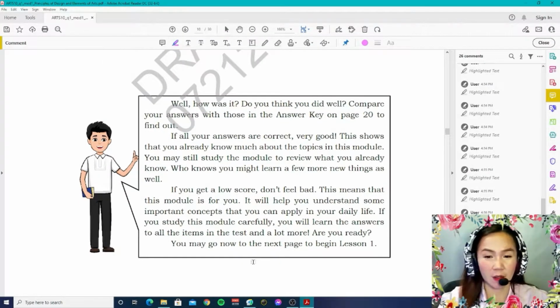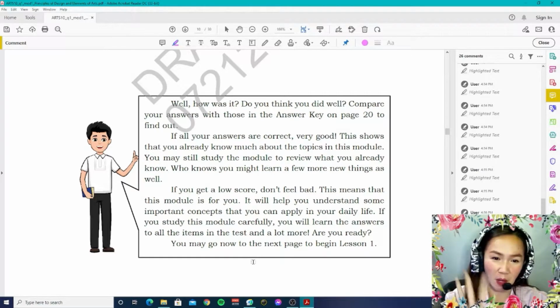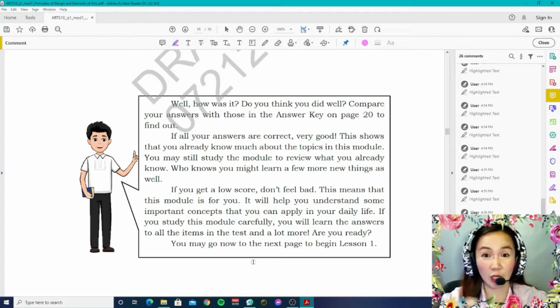Well, how was it? Do you think you did well? Compare your answers with those in the answer key on page 20 to find out. But wait, mamaya, gusto ko munang i-discuss lahat sa inyo. Huwag nyo agad tingnan yung answer key. Intindihin nyo muna to lahat. Para magets nyo and mapag-aralan natin mabuti.